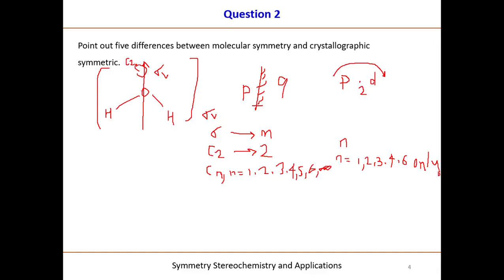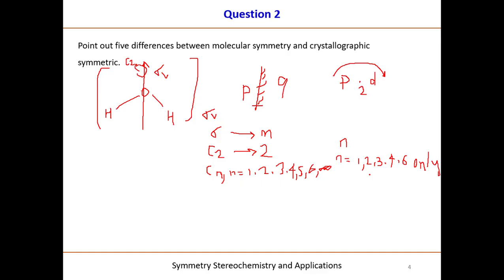So why not 5 or why not 7, 8 or infinite? I'm not going to discuss these things in detail. You can find these things in a book which is named F.A. Cotton, chapter 11. You can get details from that book. So here I'm just pointing out the difference between the molecular symmetry and crystallographic symmetry. You can find this in F.A. Cotton book, chapter number 11.